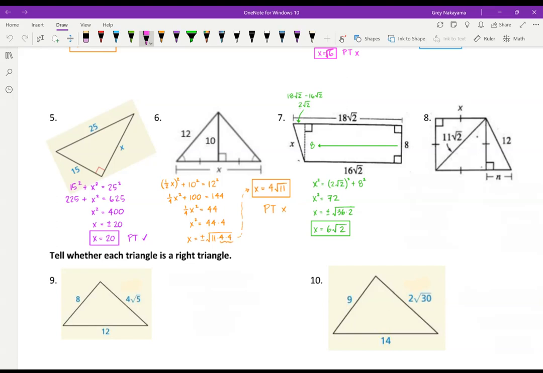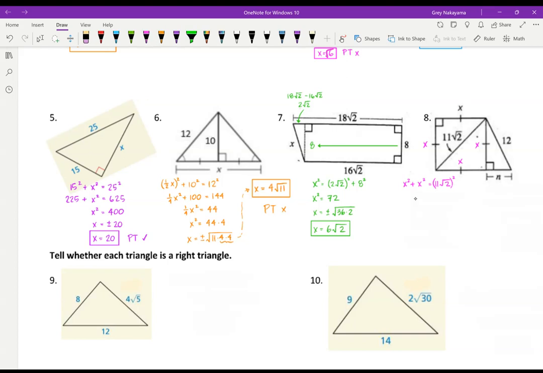Okay? Number 8 is a weird shape, but x is up here, and we have these tick marks telling us that that's going to be x, and that's going to be x, and that's going to be x. So my setup is going to be that x squared plus x squared equals 11 square roots of 2 squared.